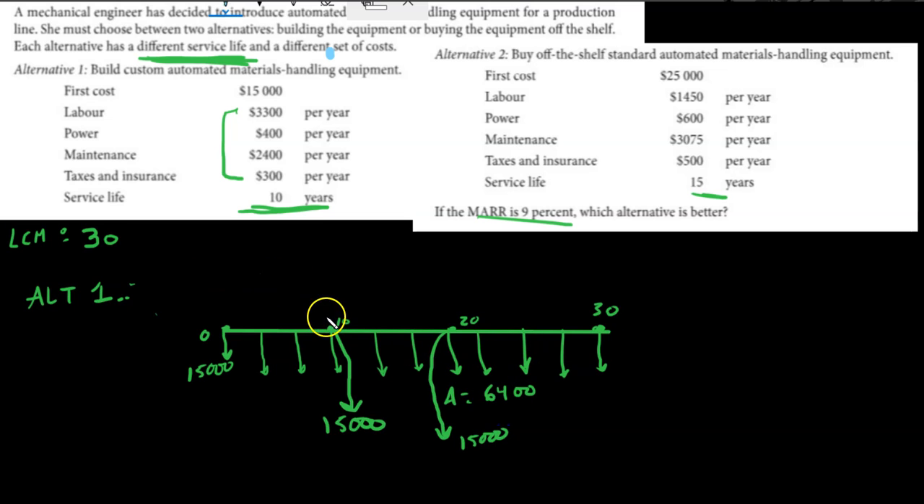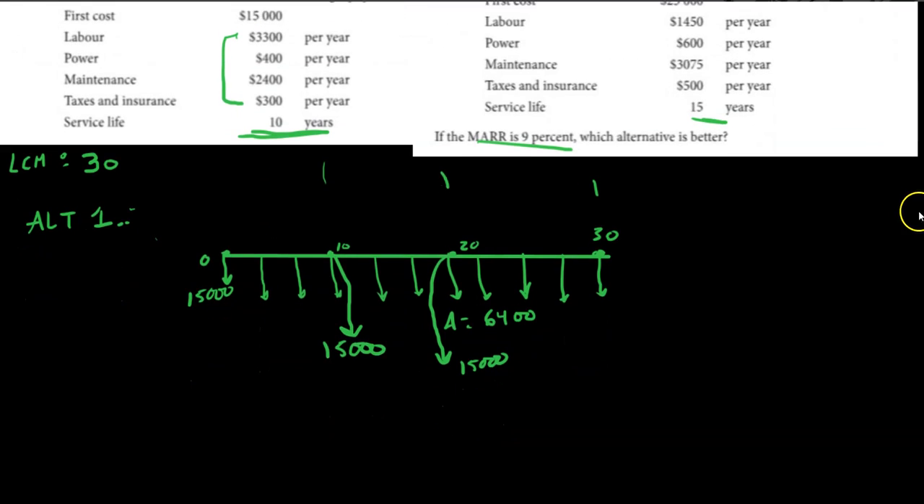So if we had a salvage value at the end of the life, we'd have a salvage value over here, and we'd have a salvage value over here and over here. But that's not the case. So let's calculate the net present worth right here. So net present worth of A.